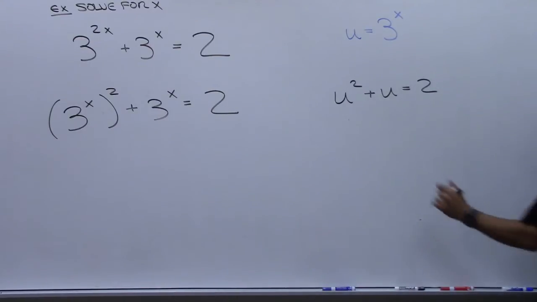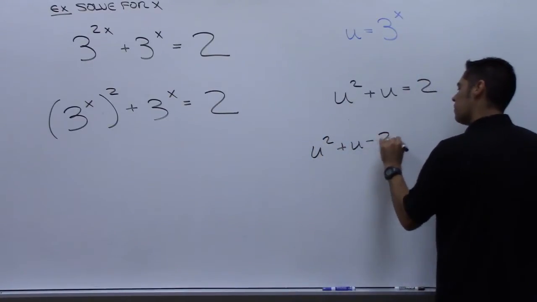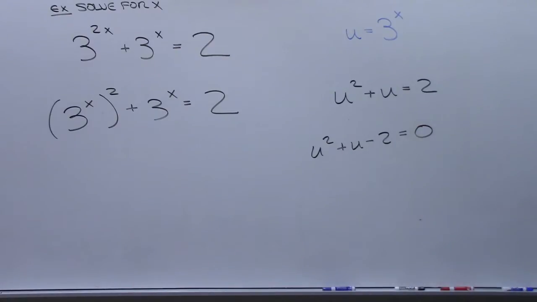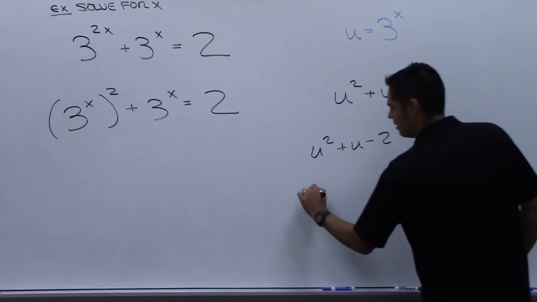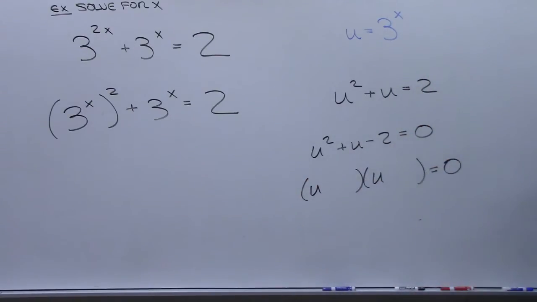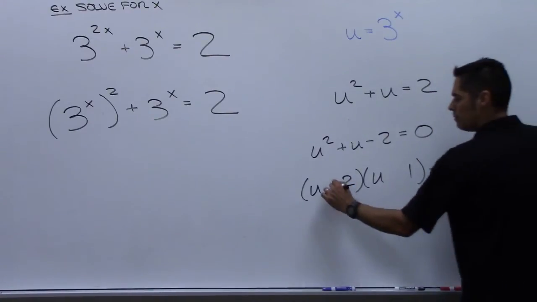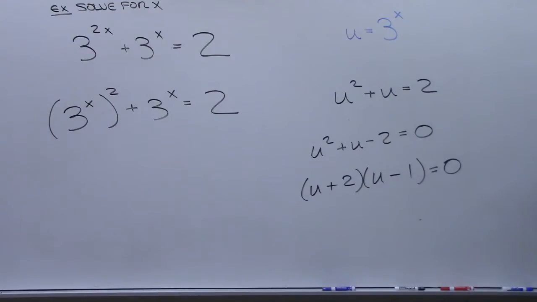Now we'll move everything to one side and factor. 2 and 1. So positive 2, negative 1. So u is 1 and negative 2. Any questions?